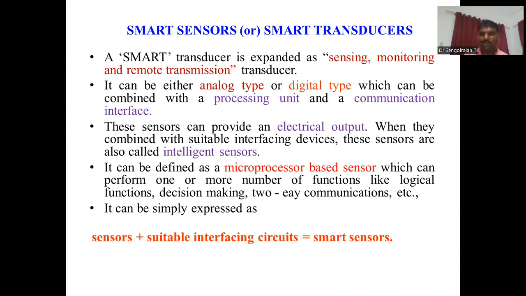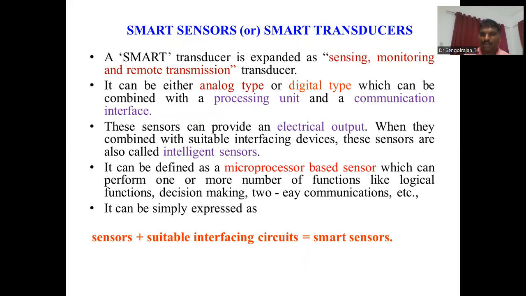The sensor will provide its final output as an electrical output, that is in terms of voltage or current signals, but we have to combine it with suitable interfacing devices. If you do that, then the sensor can be called an intelligent sensor. How can it be made an intelligent sensor?